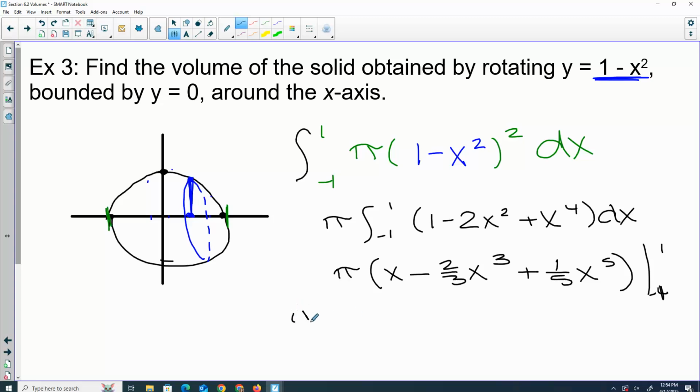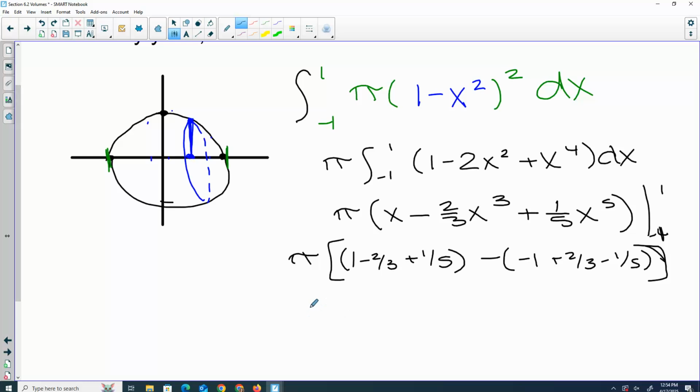So now we just plug those in. I put in a 1, minus, put in a negative 1. And what do we get? 2 minus 4/3, all times pi. Oh wait, no, there's multiplication. I think it's 16 pi over 15.